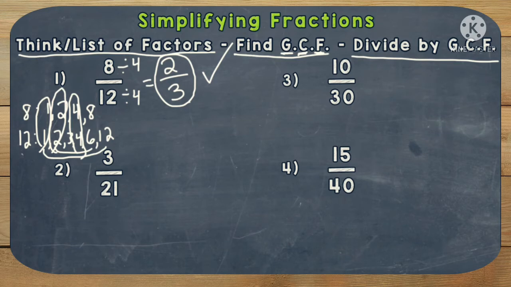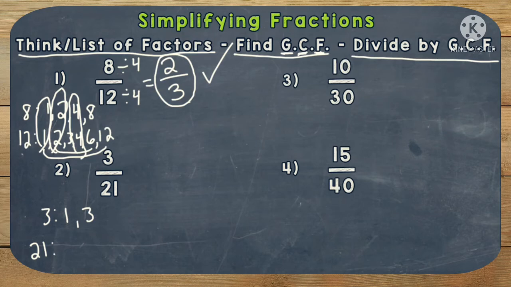So let's list the factors for 3 and 21. Let's start with 3. So what are the numbers that multiply to equal 3? Well, we know 1, right? 1 times 3 is 3. Are there any other numbers? No. 3 is a prime number, so the only numbers that multiply together to equal 3 are 1 and 3. So let's do 21 now.